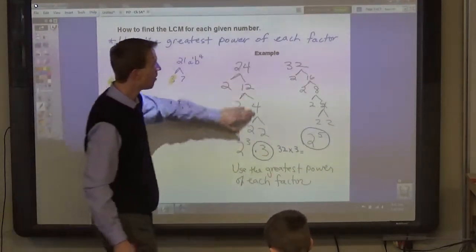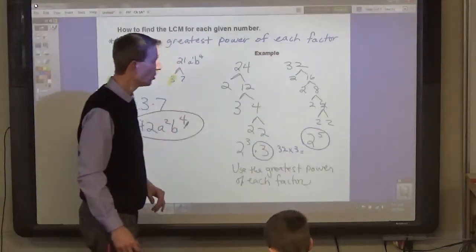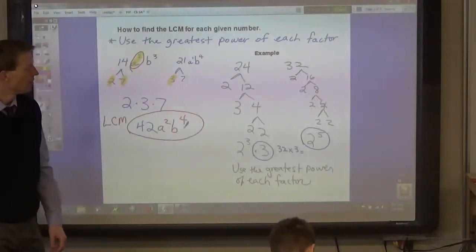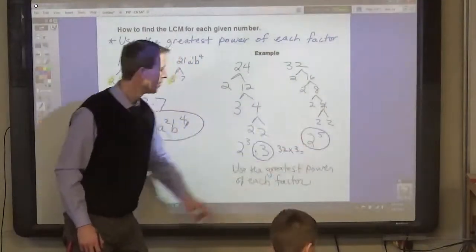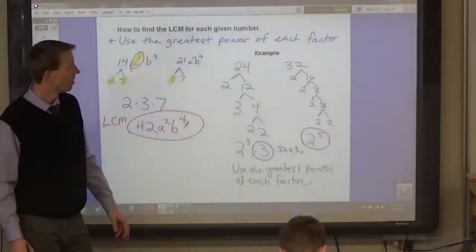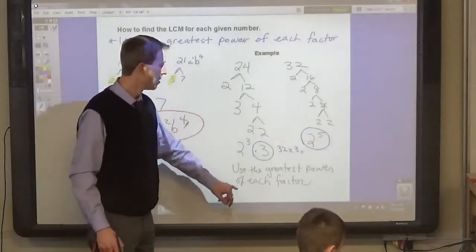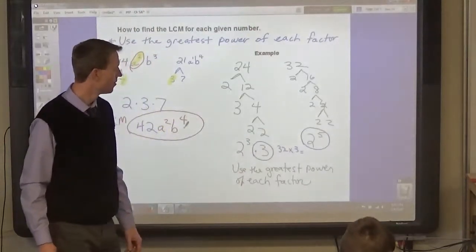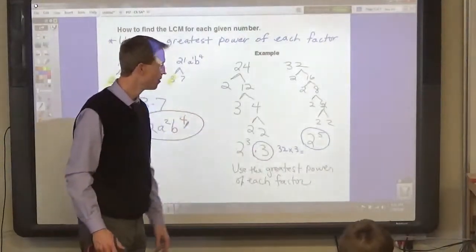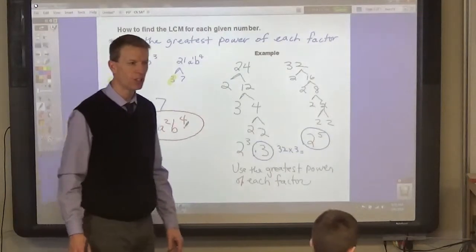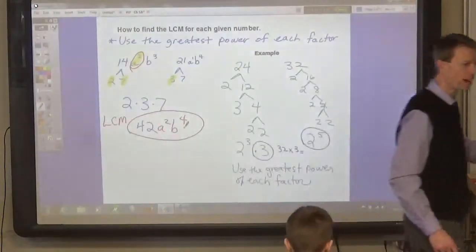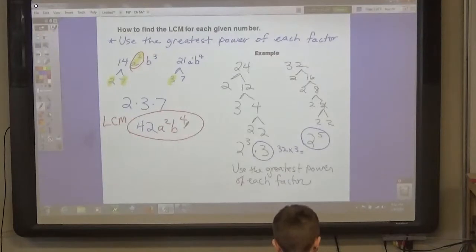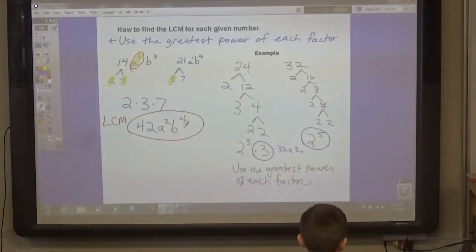This is another example: 24 and 32. So this has 2 to the 5th, and this has 2 to the 3rd, and 3. So we have to use the greatest power of each factor. Any questions on this? All right, that's it.